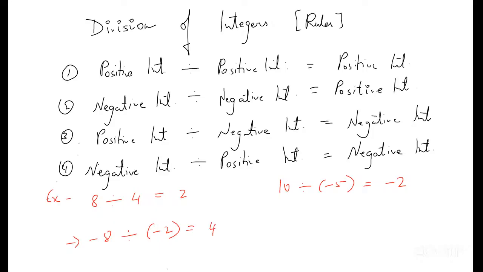Another example. Divide a negative integer with a positive integer. Divide -14 by 2. 2 is positive, -14 is negative. Answer will be -7. Why? Because minus and plus is minus. Answer will be -7.